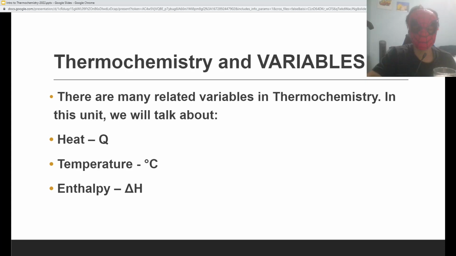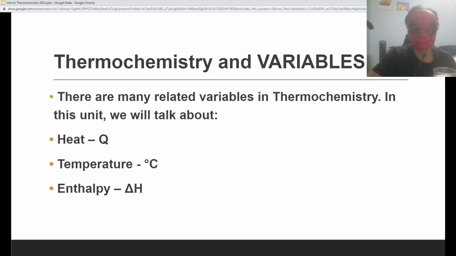In this slide, we're discussing the various variables that are important in thermochemistry. Q, which is heat or thermal energy, is a measure of the total amount of energy that is transferred between the system and the surroundings. It is typically measured in units of joules, J. Temperature is a measure of the hotness or coldness of a substance. It is typically measured in degrees Celsius.